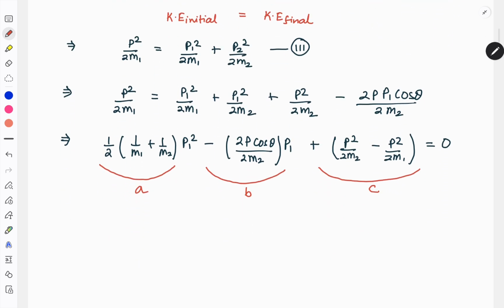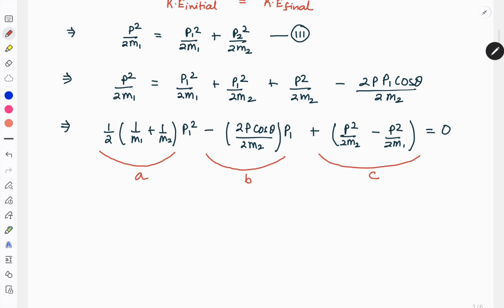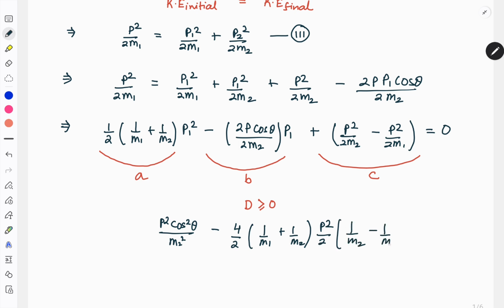Since we have a quadratic equation in p1, we can say A, B and C, and for this to have real roots, the discriminant must be greater than or equal to 0. So b square minus 4ac will be greater than or equal to 0. So p square cos square theta by m2 square minus 4ac, with a being this, and then we have c, with 2 again taken common, so we can write it as p square by 2 times 1 by m2 minus 1 by m1, must be greater than or equal to 0.